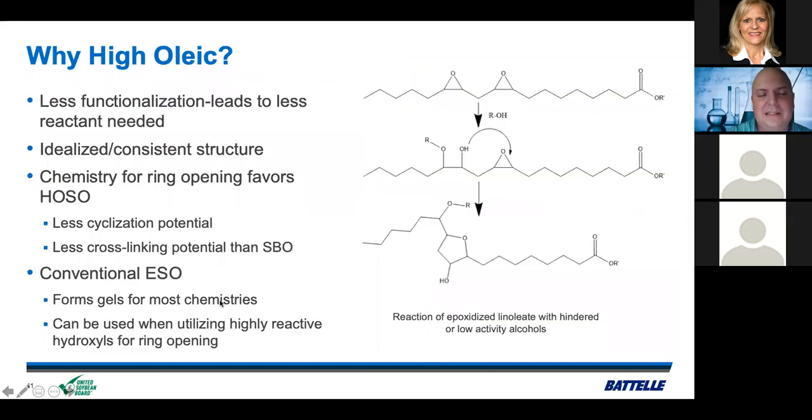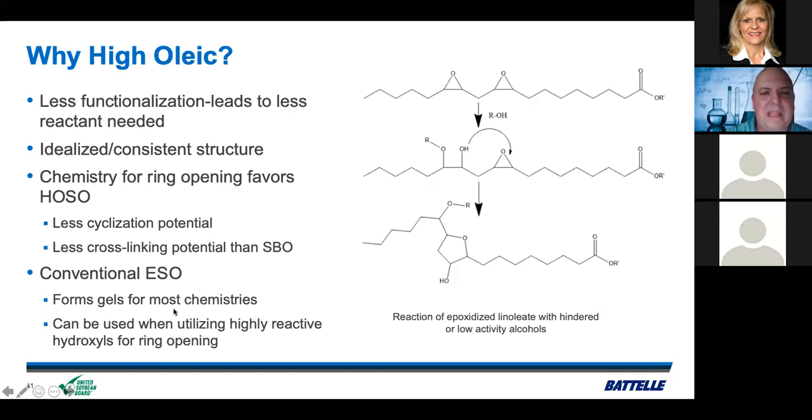So why high oleic? Well, on the right here, I have drawn the linoleic portion, which is about 60% of your commodity soybean oil, and it's the epoxide once you oxidize. And really with oleic, you only have one. And so that leads to less functionalization, which means less of other material that you have to react with your soy, giving you a higher percentage of soy, and also a more idealized structure. So high oleic soys, depending on the variety, have lower amounts of saturates. So you have less palmitic and stearic acid to contend with, which gains you nothing as far as reacting for higher functionality.